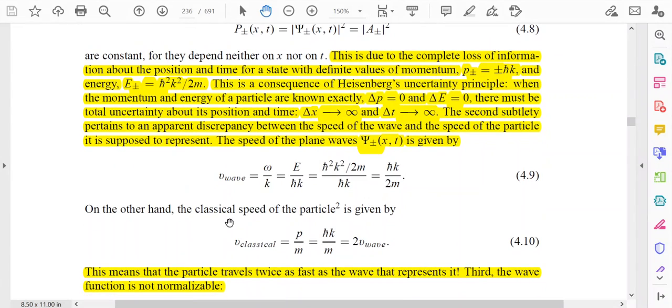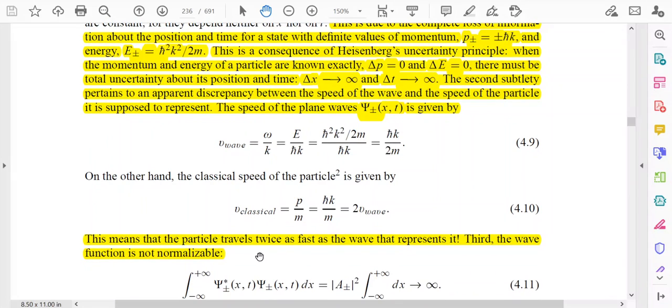On the other hand, the classical speed of the particle is p by m. This is the velocity of the particle, p by m, but p is equal to h cut k, so h cut k by m. So from these two equations we can say that v of the classical particle is equal to 2 times v wave. What is the meaning of that? This means that the particle travels twice as fast as the wave that represents it.